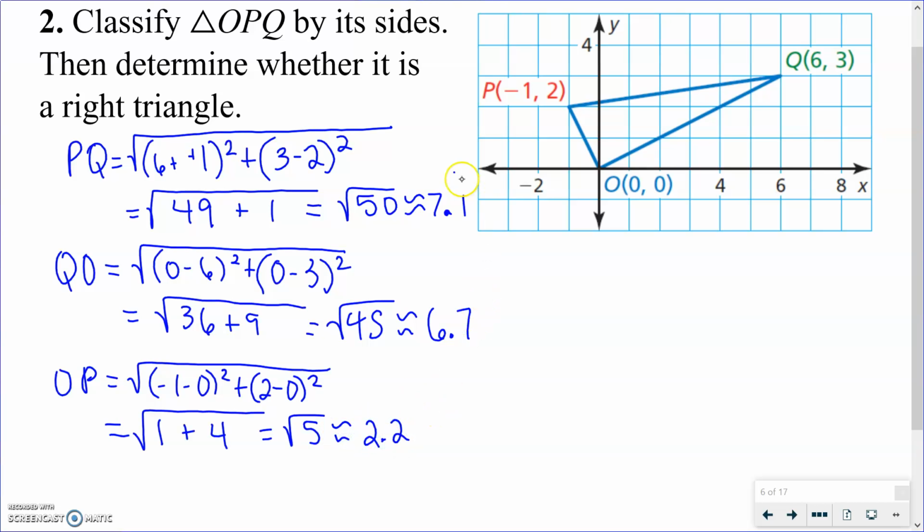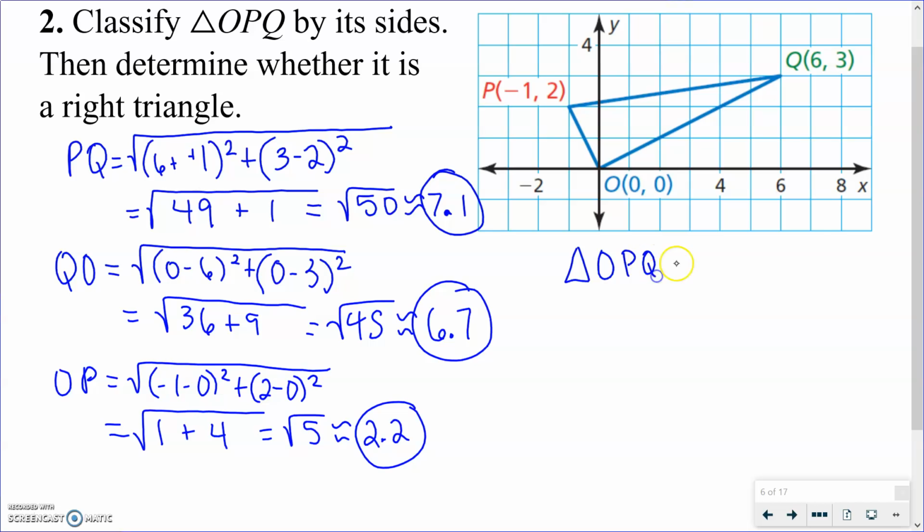So really what we've gotten from this are 3 different side lengths. And so if a triangle has 3 different length sides, then that means that triangle OPQ is a scalene triangle.